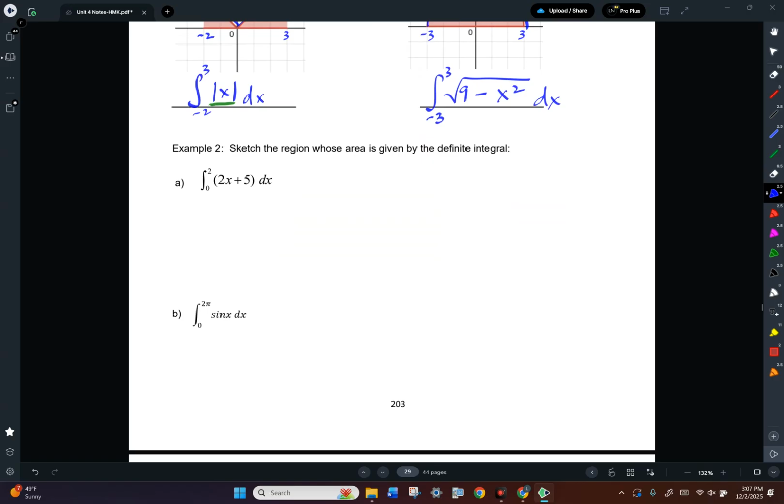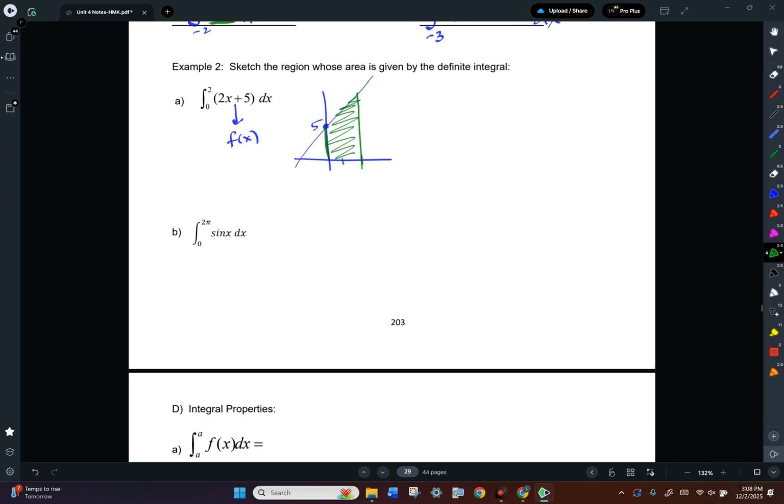Sketch the region whose area is given by the definite integral. Well, I'm not asking for the value, I'm asking for the picture. Well, what's the curve that's represented? Well, it's 2x plus 5. That is your f of x. So what does that look like? Isn't that just a line, mx plus b? So here's the y-intercept. I know I'm going to have a slope of 2. All right, so I want the area that's between x equals 0 and x equals 2. That's the area that's represented by that integral.